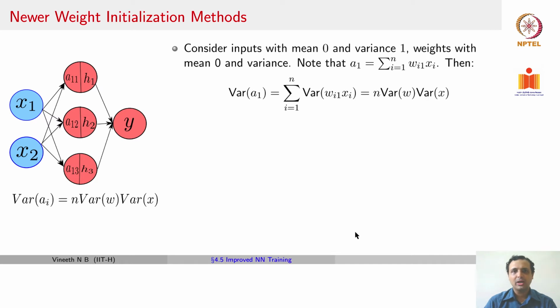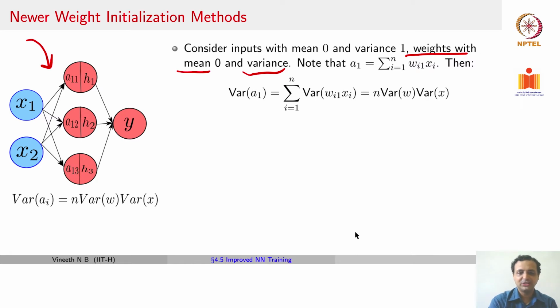Let's try to understand what has been the thought process behind coming up with newer initialization methods. If you took a neural network such as what you see here, let's consider that all your inputs have been normalized already with mean 0 and variance 1. It's very common these days to normalize your data inputs before providing it as input to any machine learning algorithm. Let's also assume now that your weights have to have mean 0 and a certain variance. We do not know what that variance should be. That's what we want to find.